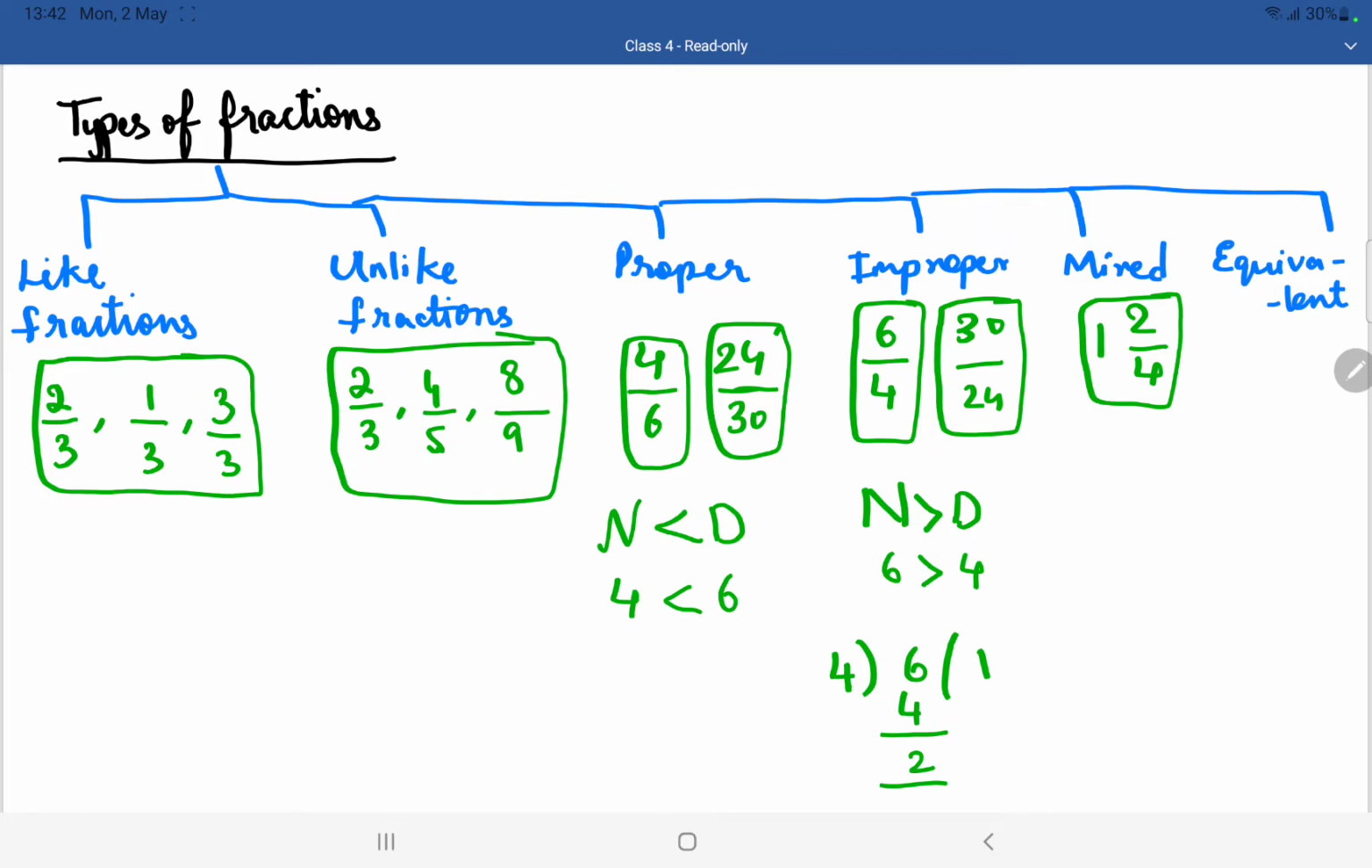Coming to the equivalent fraction, what is meant by equivalent fraction? Whenever you take two fractions, for example, let me take 2 by 6 and let me take 3 by 9.